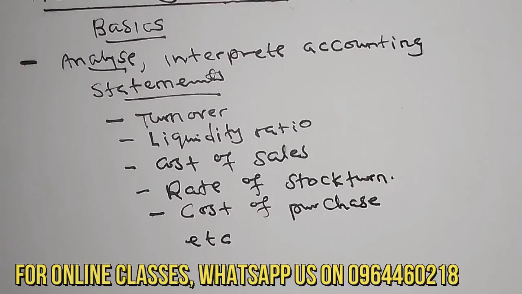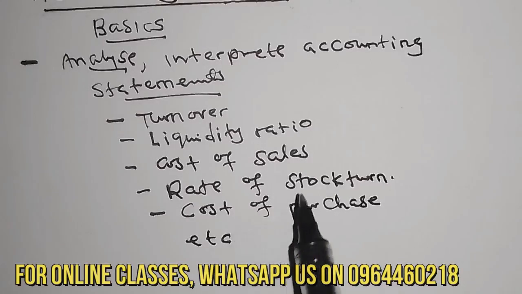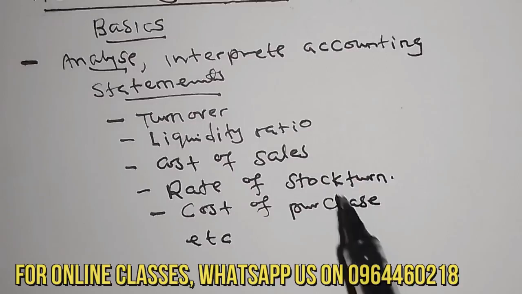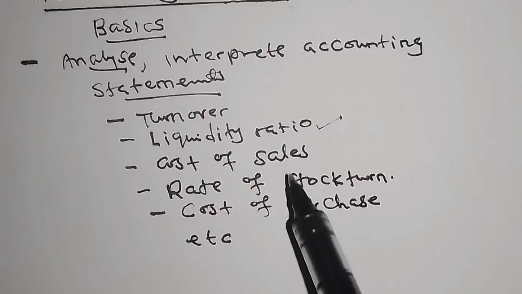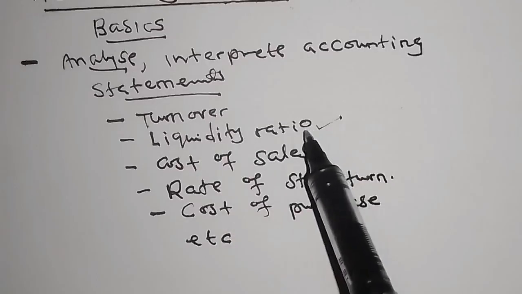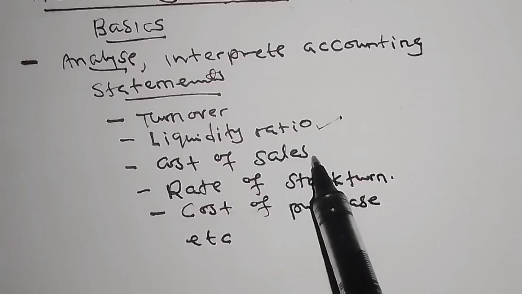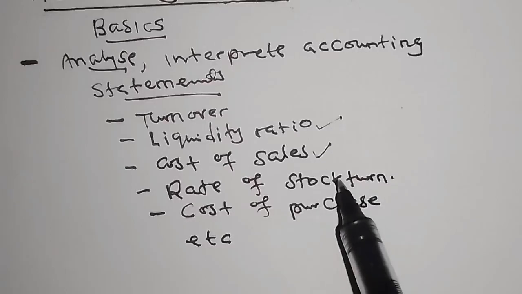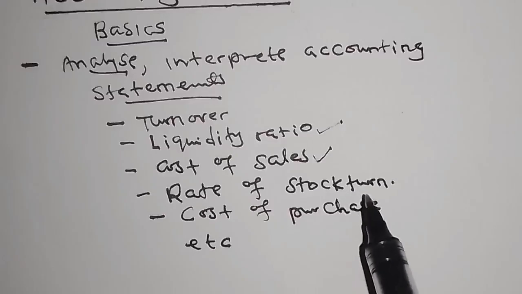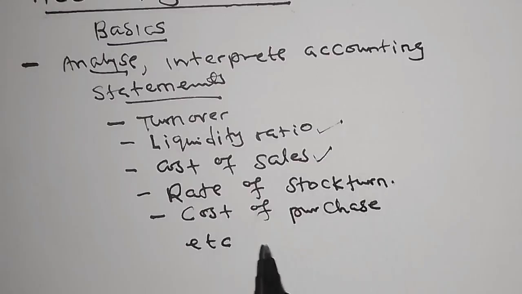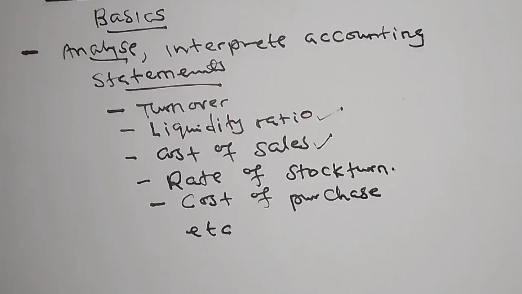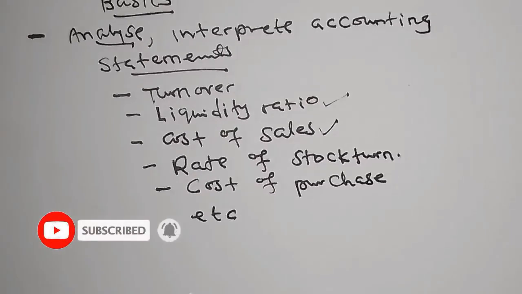Normally, some of these are not ratios. For example, when you're talking about the liquidity ratio, this is a more specific ratio, but each one of these is not necessarily a ratio. The rate of stock turn is a ratio, and the debtors ratio, all those are ratios.